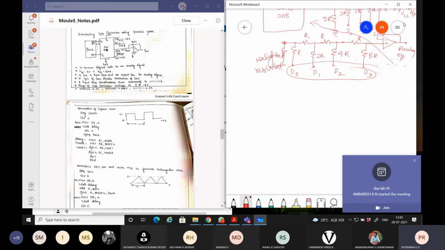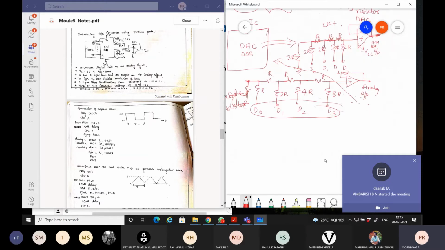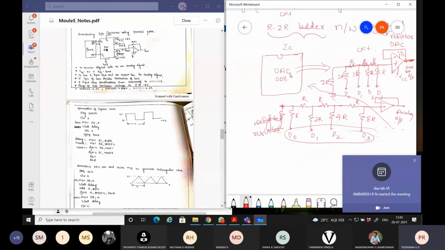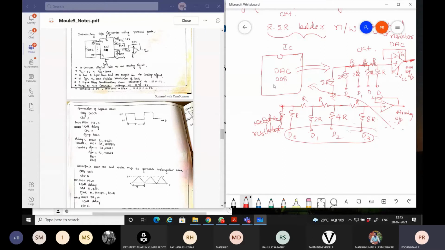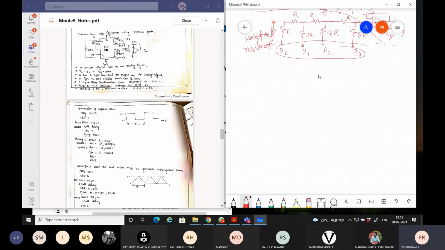When such a network is used and fabricated on a chip, that chip, which does the digital to analog conversion, is named with a specific name, 0808. This is from Intel. Now such a digital to analog converter has to be interfaced to the 8051. How do we do this?